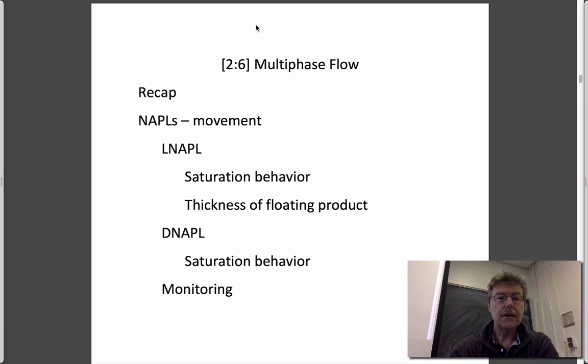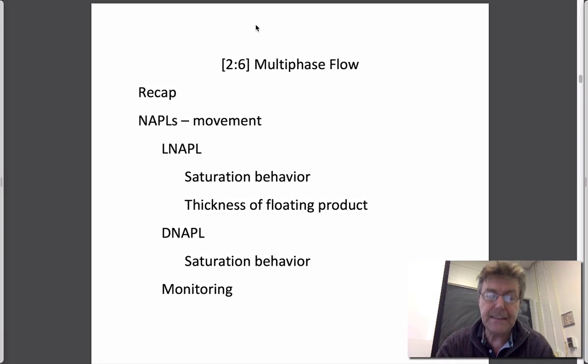And so we've seen that in terms of where they go, it's basically a battle between gravity, which is the only driving force which puts them in place, and interfacial forces which retain them. One works against the other one. And it defines what they can penetrate through in terms of the size of pore throats or the size of fractures. And we've used a couple of quite important concepts.